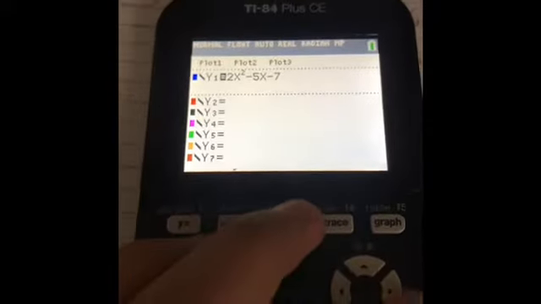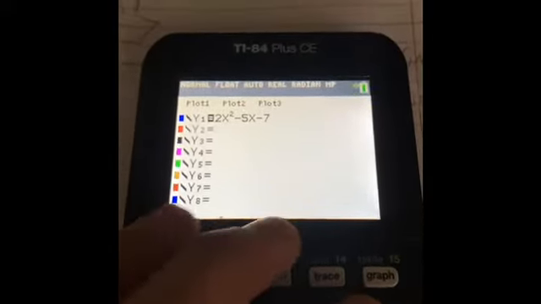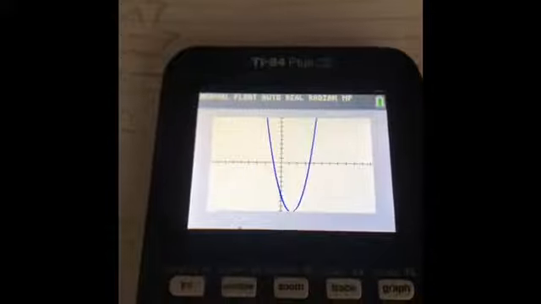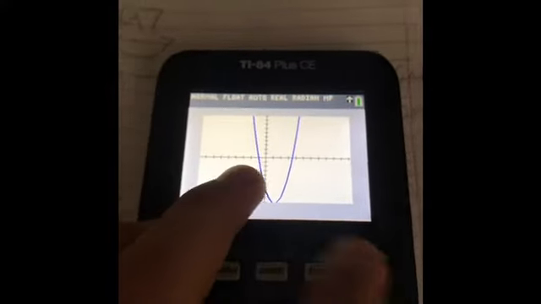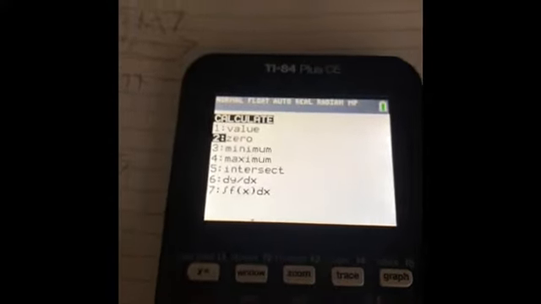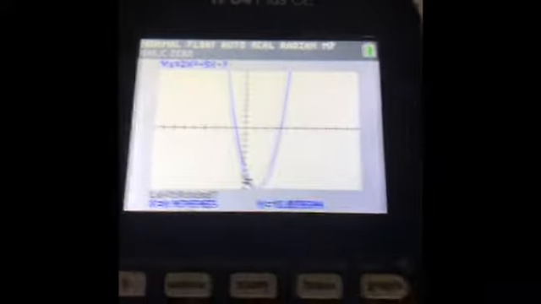So now we're going to have to go into our calculator. As you can see here, we're going to press Y, and I already have the equation in here. So now all I have to do is press graph. There's our graph. Second trace, go down to 0, press enter. Then this is what we get.